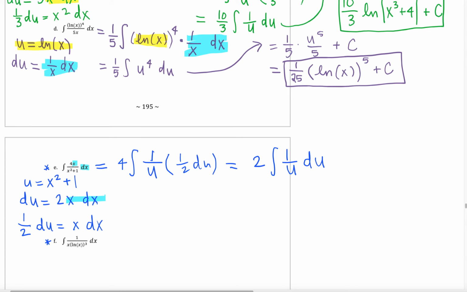Now in this next integral down here, in case you haven't already, I want you guys to take the time to pause it right here and set up what your u and what your du would be equal to. For example F, in this case, our u is going to be that natural log of x. This example is very similar to example D up above. Our du would be 1 over x times dx.